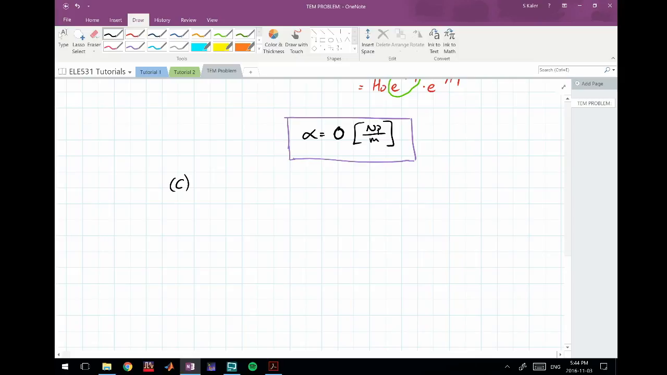Now, the next part asks us to find the propagation coefficient, which is gamma. And because of the explanation I just provided in the previous step, we want to find the propagation constant.